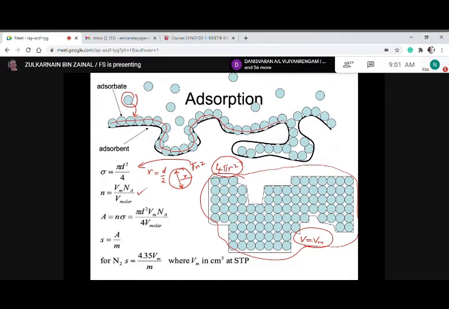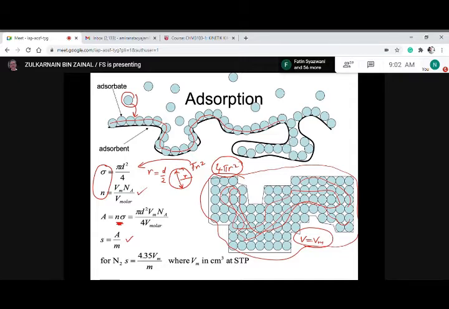So what is the area? The area is the number of molecules times the cross-sectional area of each gas molecule. The area that is covered here, this is the area. So this area is the number of molecules of gas times the cross-sectional area of this gas. So this is N d squared over 4, Vm over 8 over V molar. And then after that, you get the surface area.